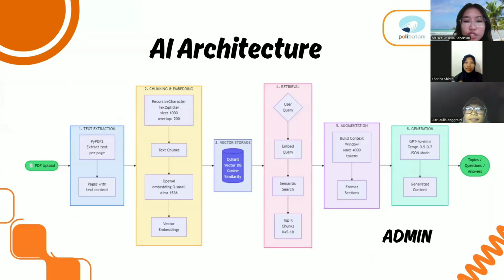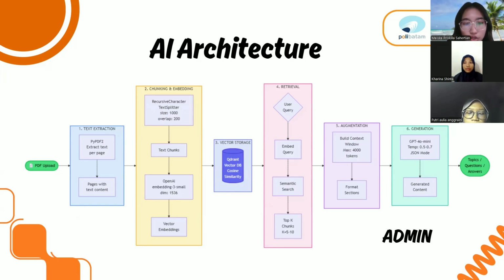Now let's move on to the AI architecture, starting with the admin side and then the student side. First, this diagram shows our complete RAG pipeline for generating structured content from PDFs. The first step is text extracted page by page using PyMuPDF, then split into chunks of 1,000 tokens with overlaps and converted into vector embeddings using OpenAI's embedding model.